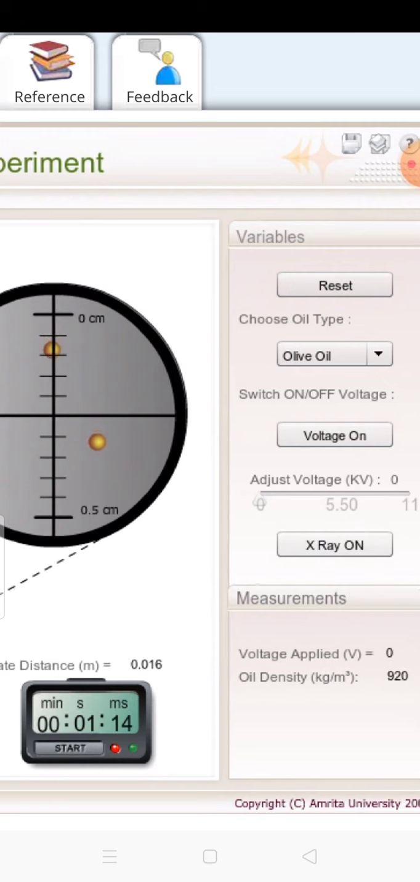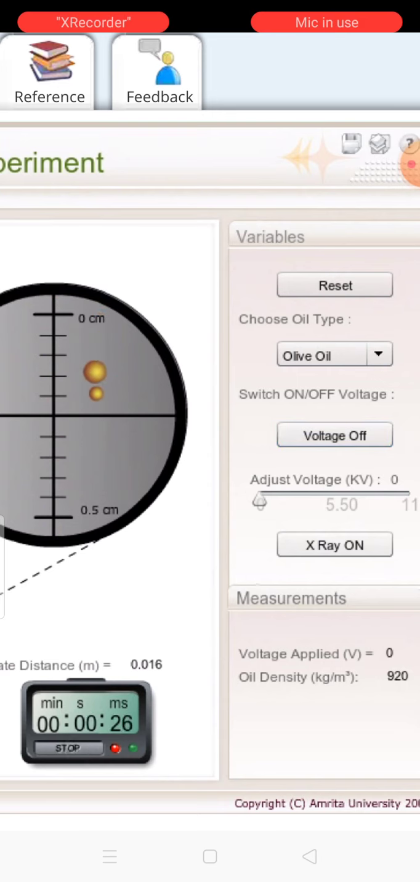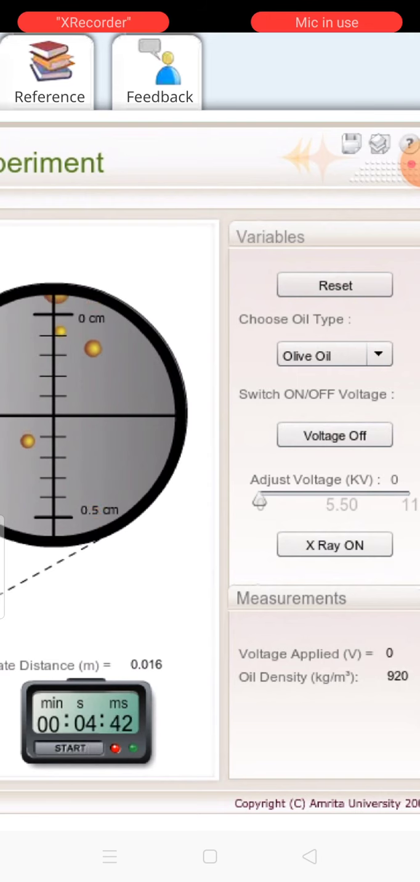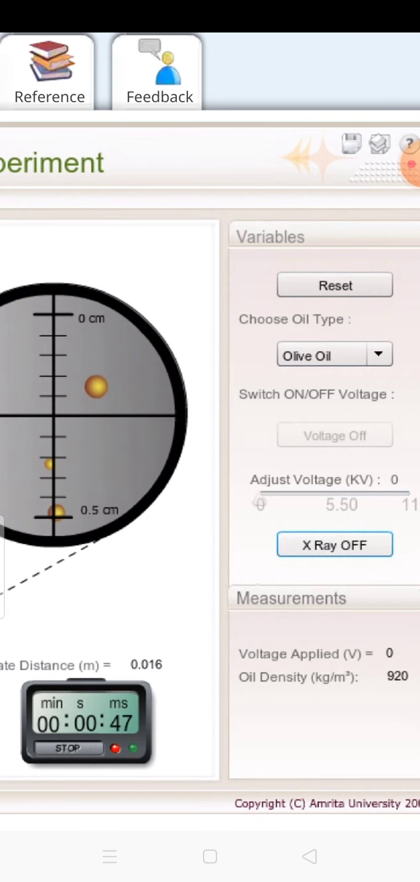You can note down the time taken, then you press the voltage on, then again stop, the time taken, stop, 4.42. So every time you start and stop, in between two times are calculated. So T2 minus T1 is the time. Then I press X-ray on, going back, then stop.